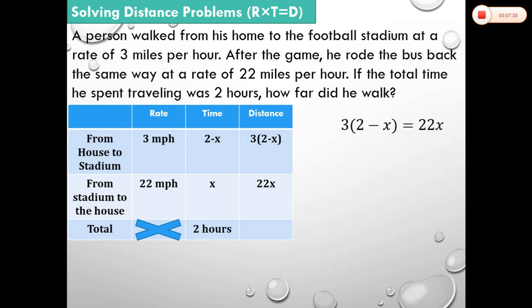Since the distance from his house to the stadium is the same as from the stadium to the house, we will get the equation 3 multiplied by 2 minus x is equal to 22x.